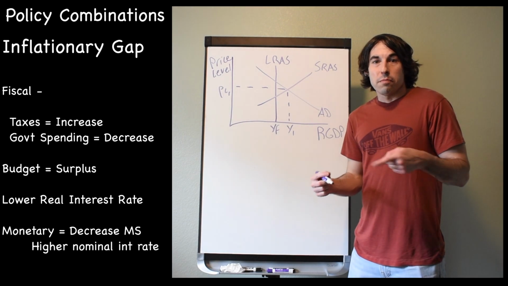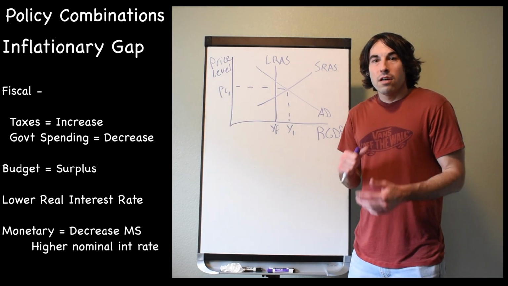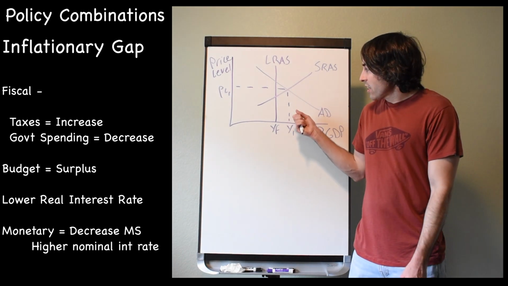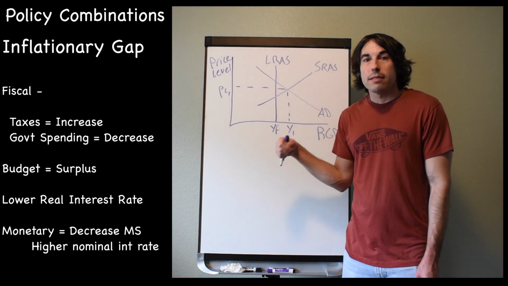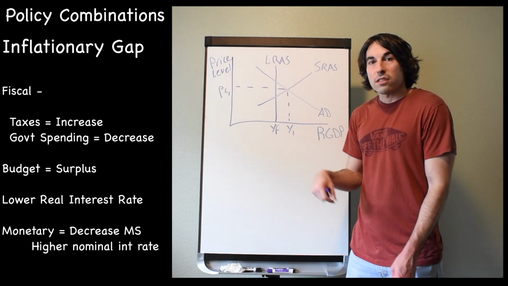Now we'll look at using both monetary and fiscal policy at the same time to close an inflationary gap. Remember, in an inflationary gap, inflation is too high. Prices are too high, so our goal is to get aggregate demand to fall. We need people to stop spending money. We need aggregate demand to decrease and shift back to the left and bring down those prices.